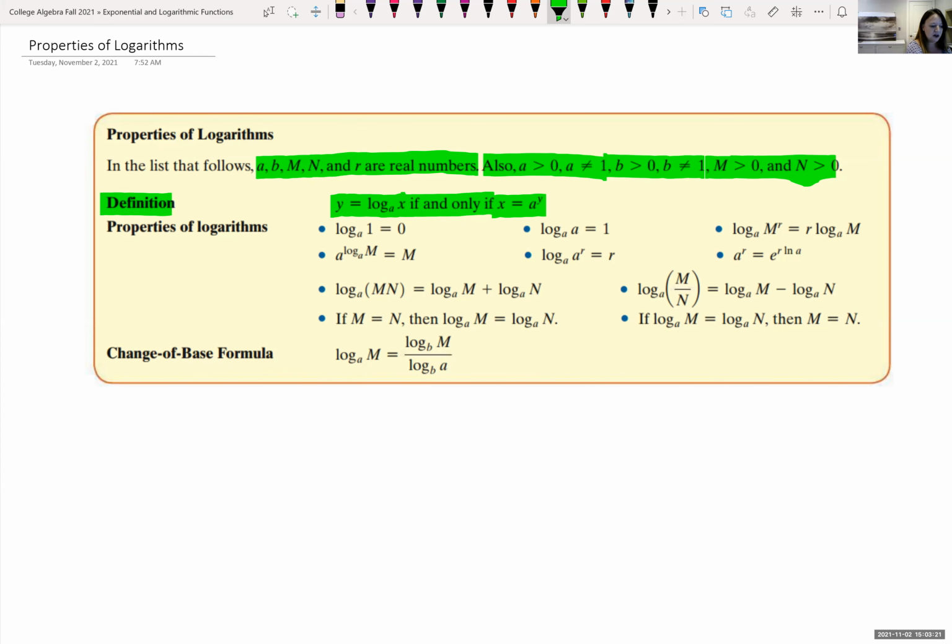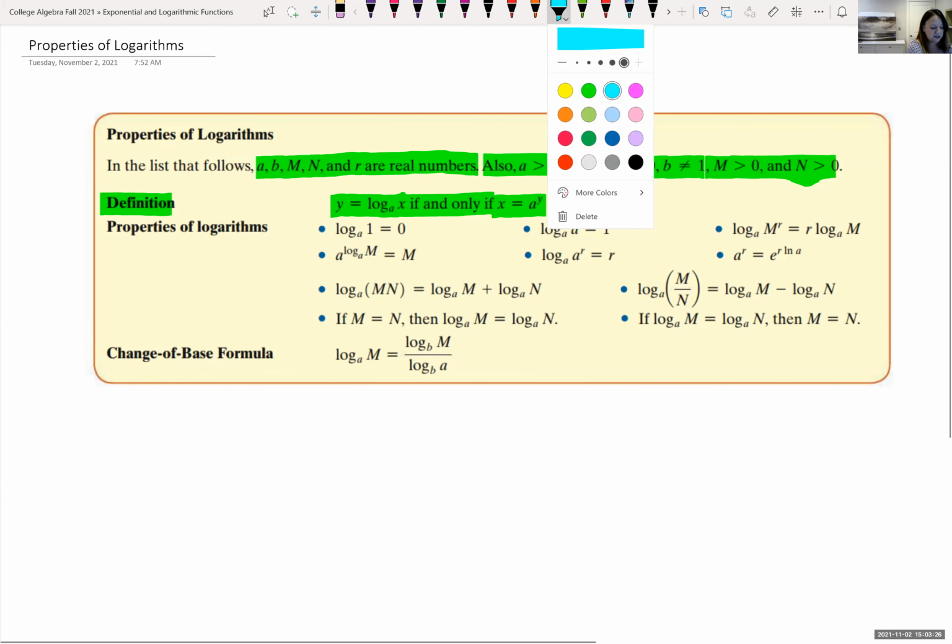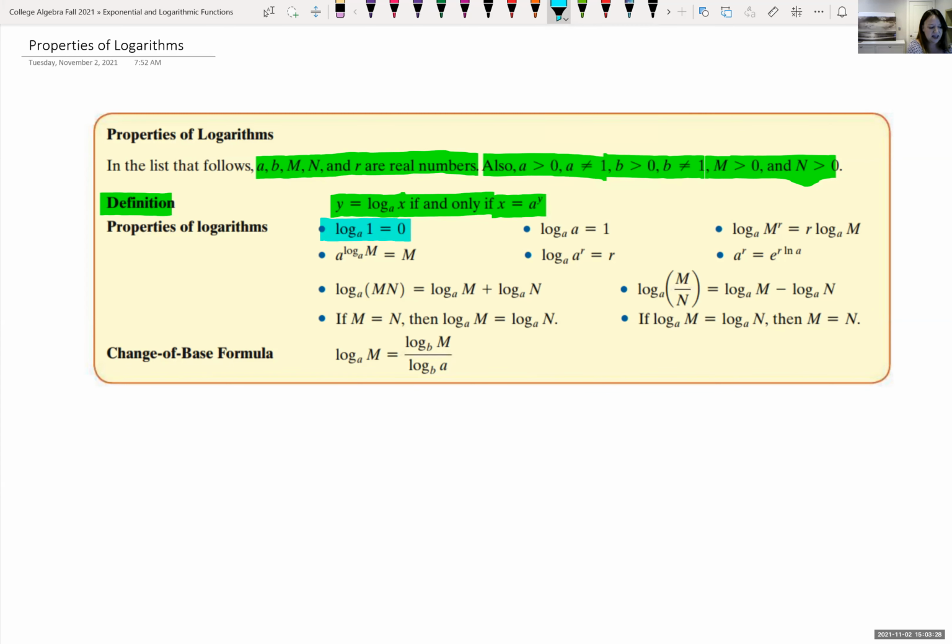So properties of logarithms, the following hold. Log base a of 1 is equal to 0. If you think about it with exponents, that makes sense, right? If I just look at log base a of 1, this is saying a to what power equals 1? Well, a raised to the 0 power is 1.